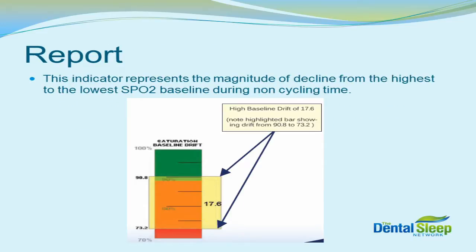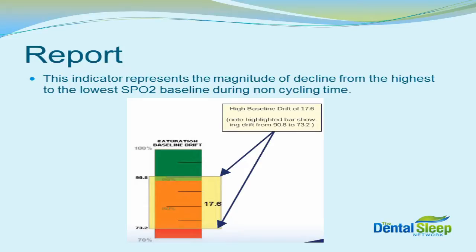The saturation baseline drift represents the magnitude of the decline from the highest to the lowest oxygen saturation level during non-cycling time. Now that's a mouthful. What does that mean? Recall earlier we looked at cycling, and as we are looking at the patient, we are making the assumption that during cycling, the patient is experiencing apneas, hypopneas, or RERAs. So in other words, they are having sleep apnea-type events during cycling time. During the times that they are cycling, we expect their oxygen level to drop.